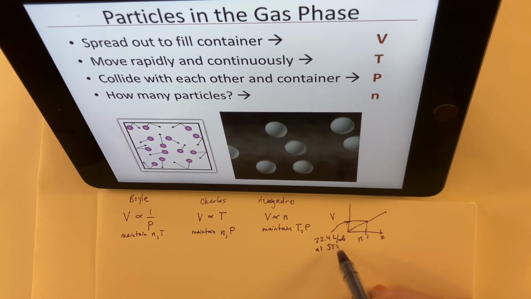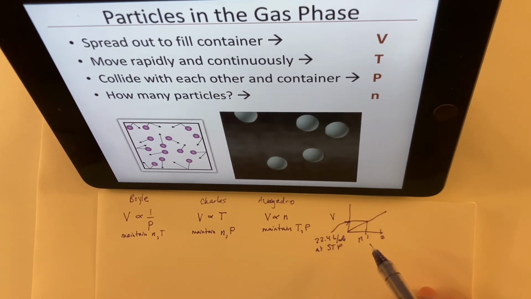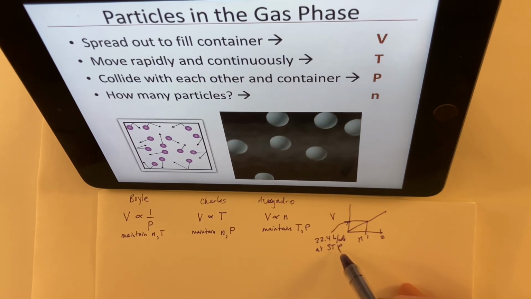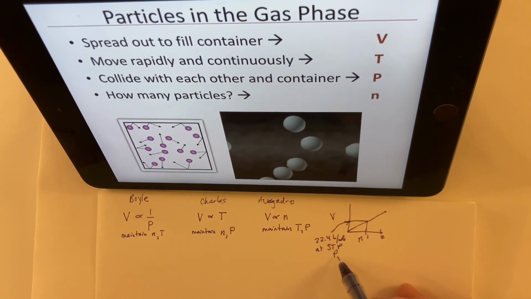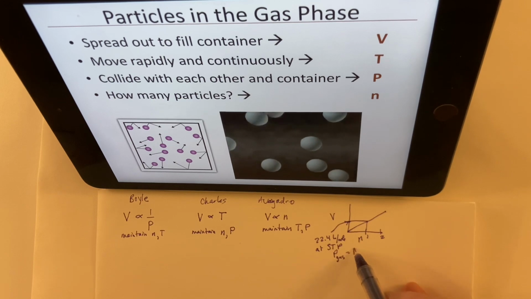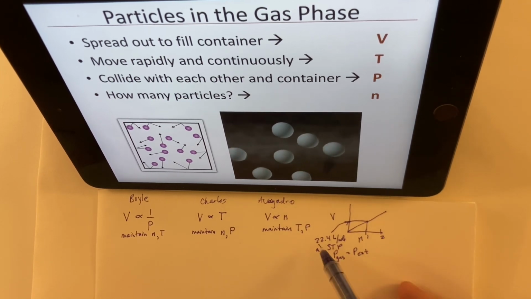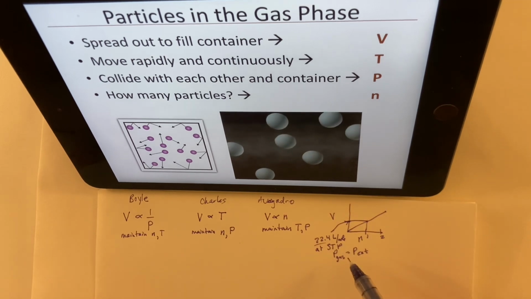STP conditions. And so if the external pressure is 1 atmosphere, we are also saying the pressure of the gas is equal to that external pressure. So 22.4 liters per mole.